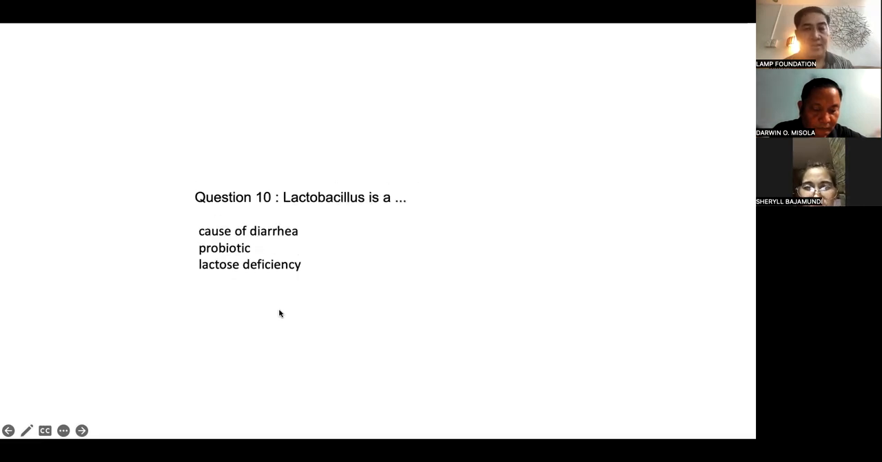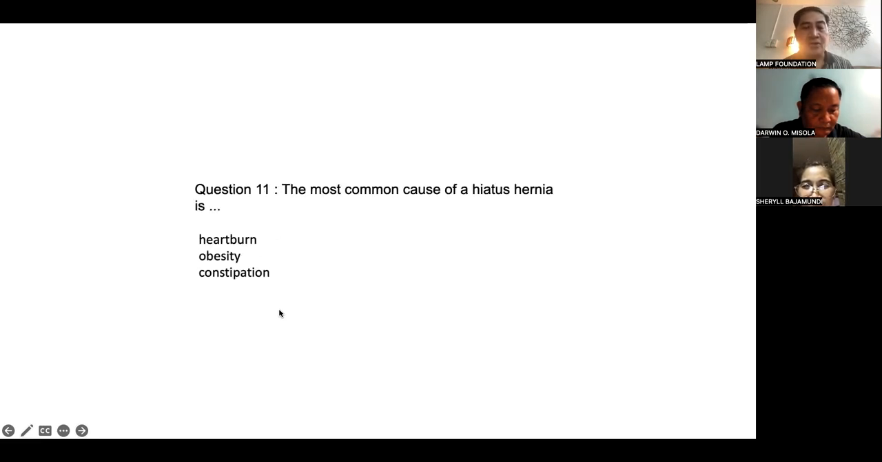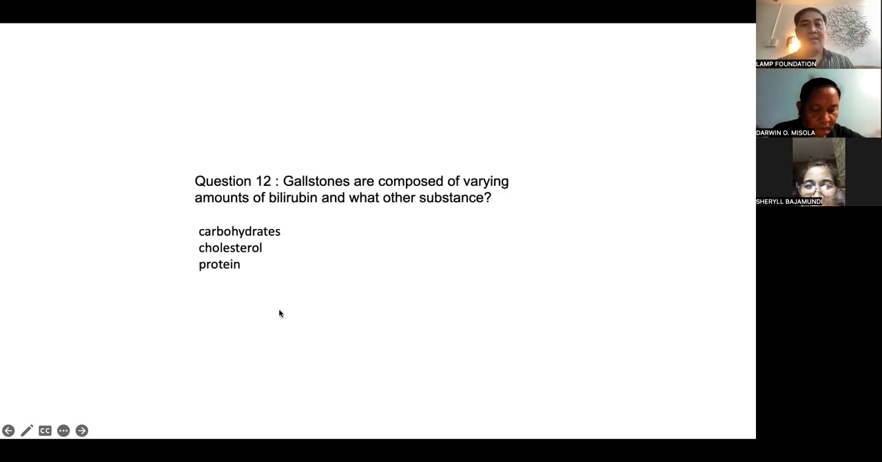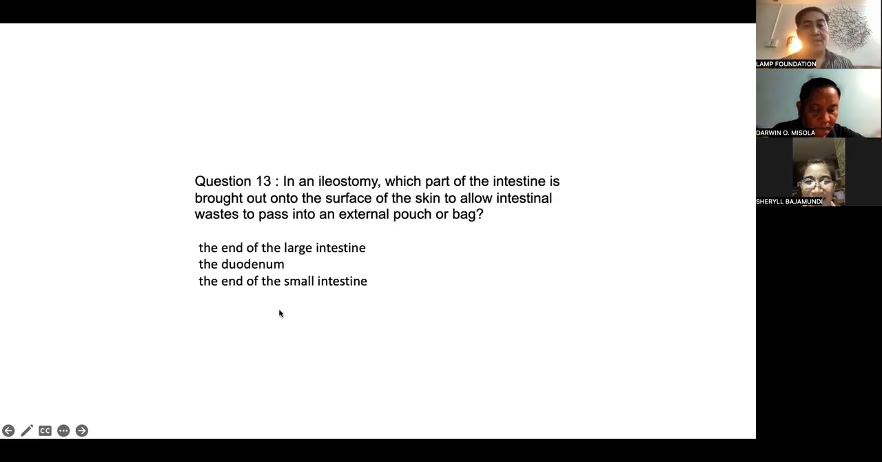Lactobacillus is a probiotic. The most common cause of a hiatus hernia is, I think, constipation. Obesity. Obesity. Oh, sorry. Gallstones are composed of varying amounts of bilirubin and what other substance? Cholesterol.